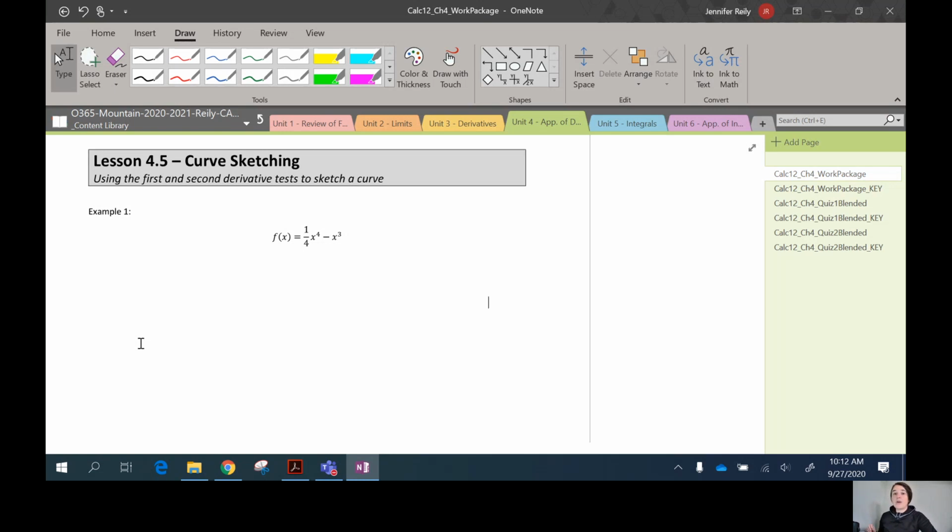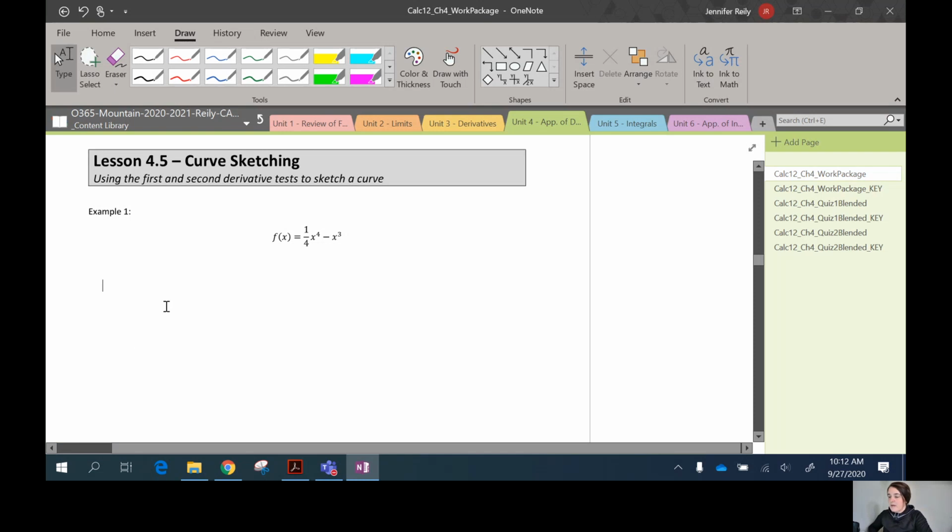Okay, so our goal today is, given a function, if we have no idea what it looks like, how can we use the first and second derivatives and the tests we were looking at last day, those tables we were making, and turn that into an actual sketch of the graph that's accurate?